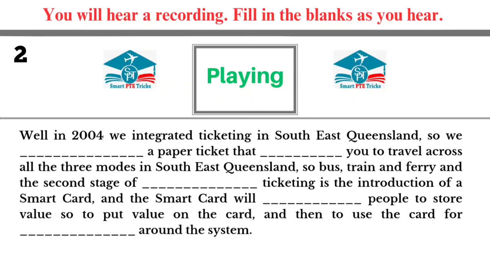Well, in 2004 we integrated ticketing in southeast Queensland. So we introduced a paper ticket that allowed you to travel across all the three modes in southeast Queensland. So bus, train and ferry. The second stage of integrated ticketing is the introduction of a smart card, and the smart card will enable people to store value, so to put value on the card, and then to use the card for traveling around the system.